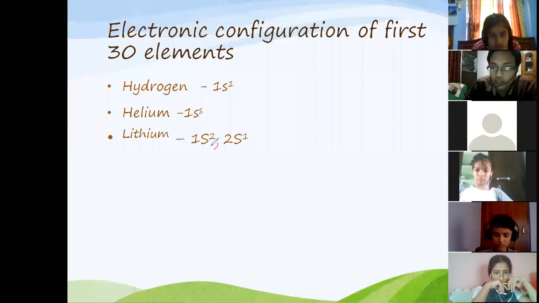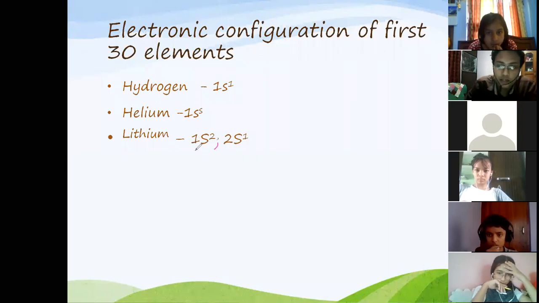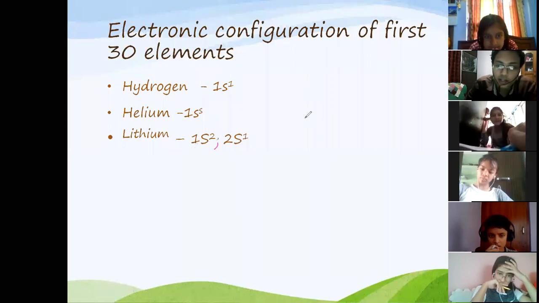You cannot write 1s3, right? 3 electrons are present in the lithium atom, but all 3 electrons cannot be present in one s orbital because one s orbital has a capacity of only 2. So now the third electron has to jump to the next orbital, and in that order.